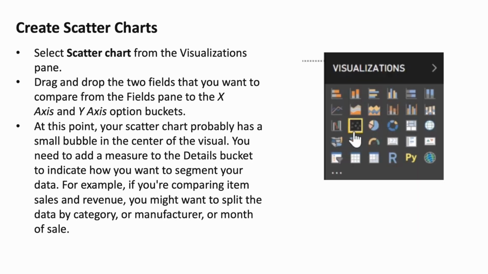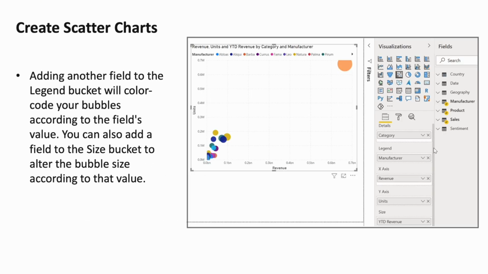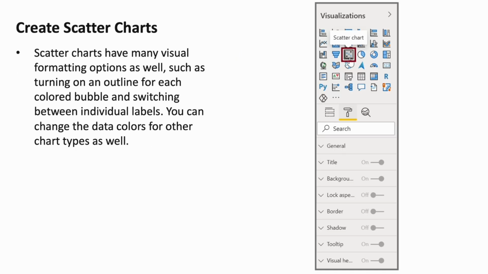Drag two fields to the X and Y axes to create a scatter plot. Initial visual may show a single point. Add legend or size for segmentation. Add fields to legend for color coding and size for bubble size adjustments. Use outlines, labels, and color adjustments to improve readability.